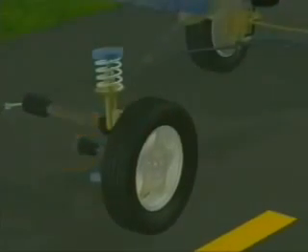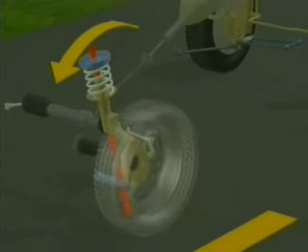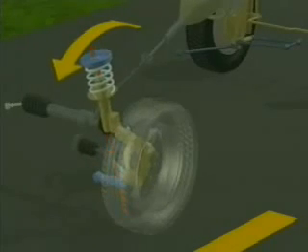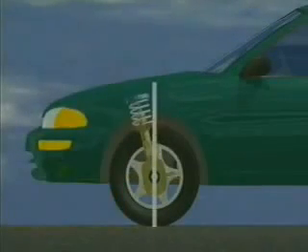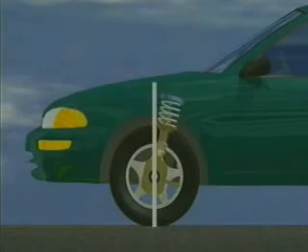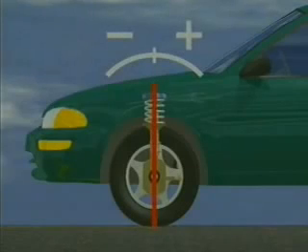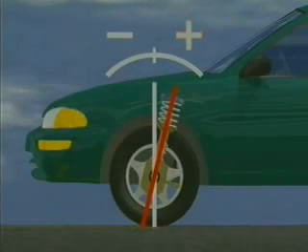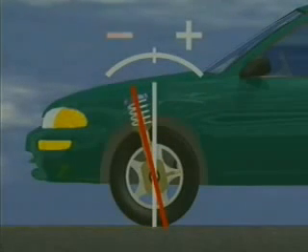The primary functions of caster are to improve directional stability and steering wheel returnability. Incorrect caster angles can cause excessive steering effort and tire wear. Caster is the forward or rearward tilt of the steering axis compared to a vertical line viewed from the side of the wheel. Caster is measured in degrees and is positive when the top of the steering axis is tilted rearward. Caster is negative when the top of the steering axis is tilted forward.